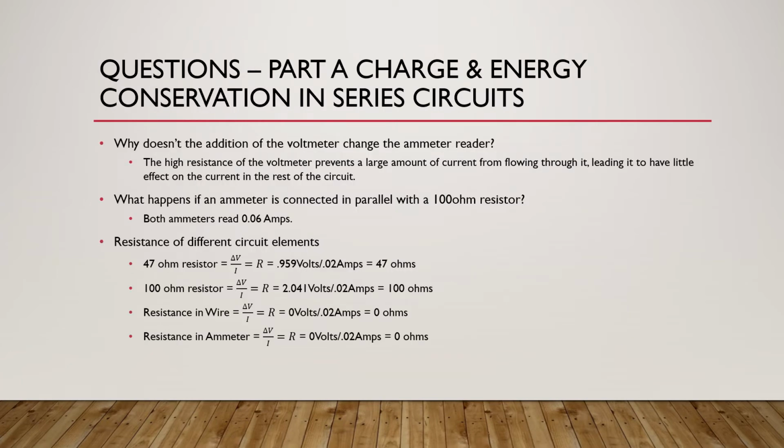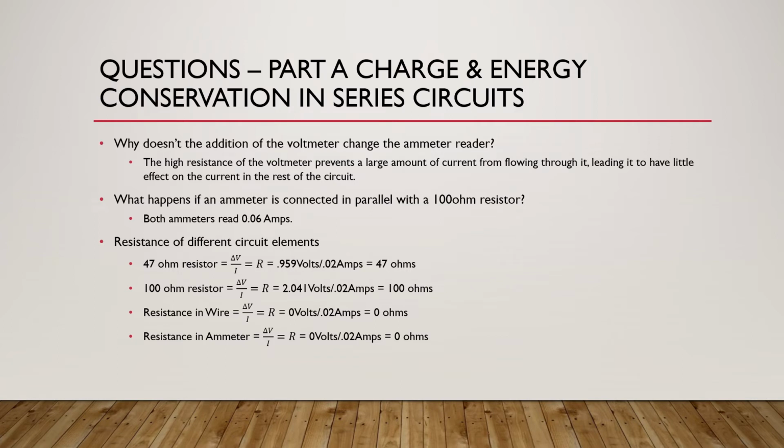We'll go ahead and answer some of the additional questions that were posed. Why doesn't the addition of the voltmeter change the ammeter reading? The high resistance of the voltmeter prevents a large amount of current from flowing through it, leading it to have little to no effect on the current in the rest of the circuit. What happens if the ammeter is connected in parallel with a 100 ohm resistor? Well, I ran this, and both ammeters read 0.06 amps.